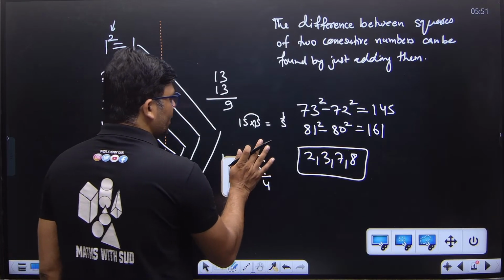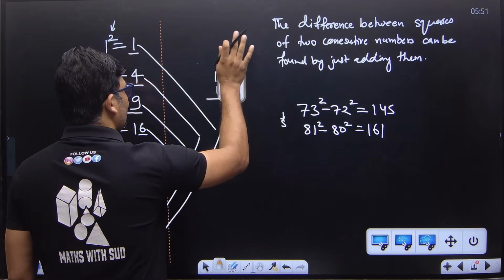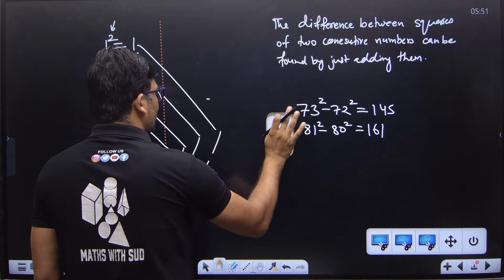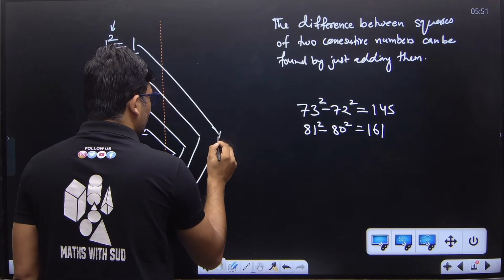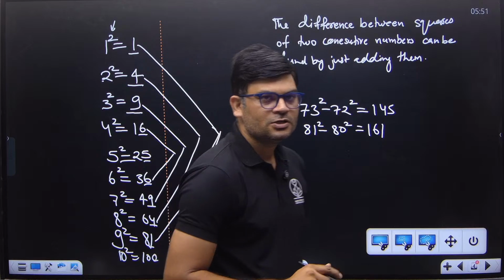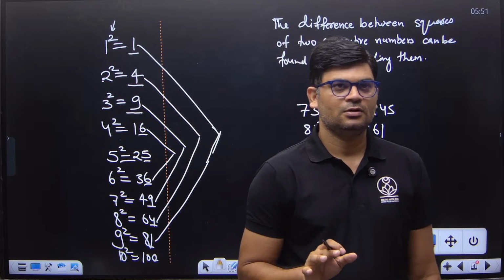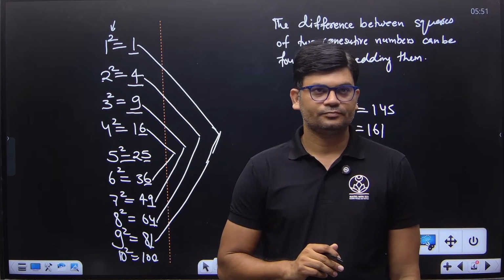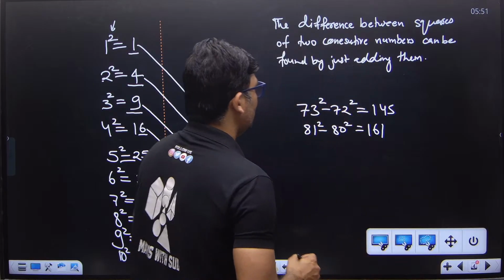So if a number is given to you ending with 2, 3, 7 or 8, you can immediately wipe it off because those numbers can never be a square of any number. Alright? Yeah, got it. Okay.